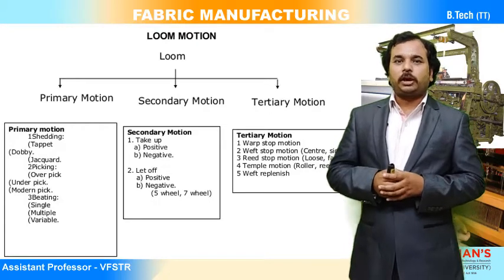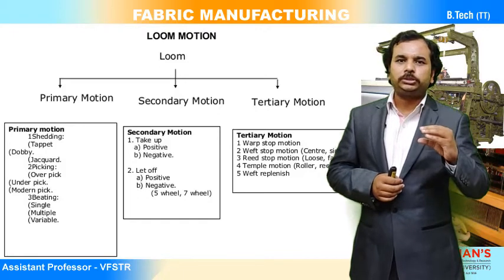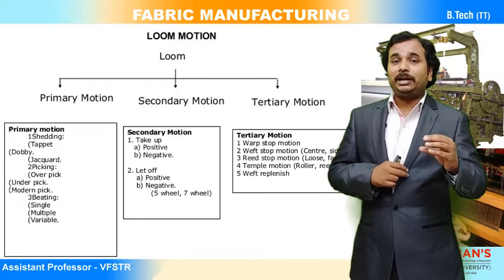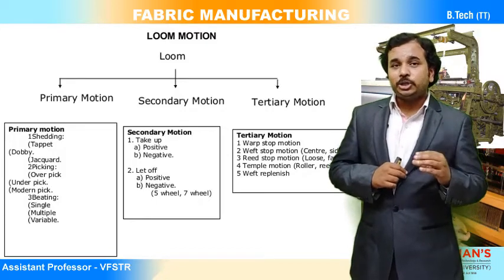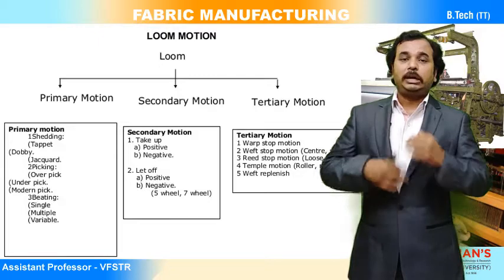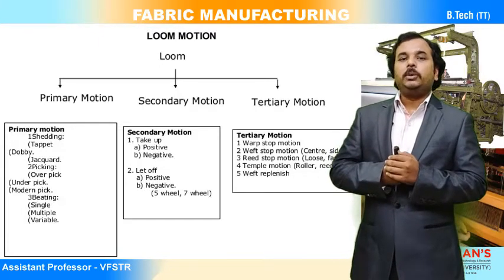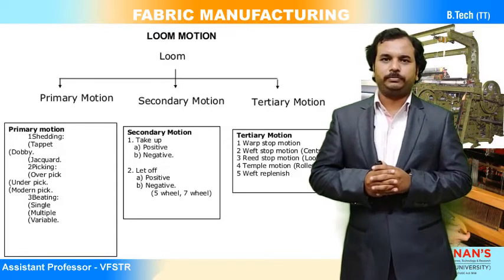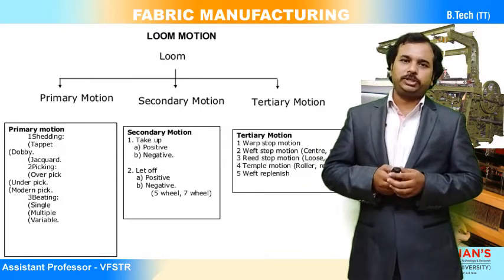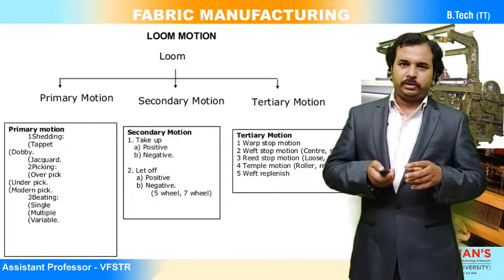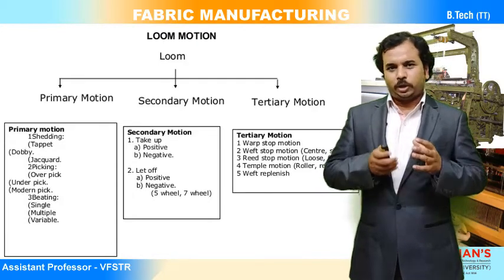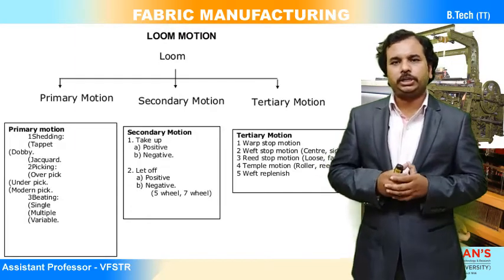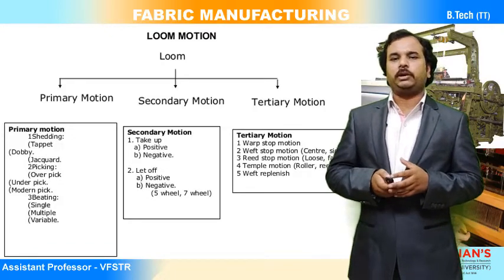And auxiliary motions are warp stop motions, weft stop motions, and we have temples and reed stop motions, or weft replacement or replenishment motions. All these come under the category of auxiliary motion. These are the loom motions which are there in case of shuttle looms as well as shuttle-less looms. In any loom, these motions are very, very important to get the production as well as good quality of the fabric.